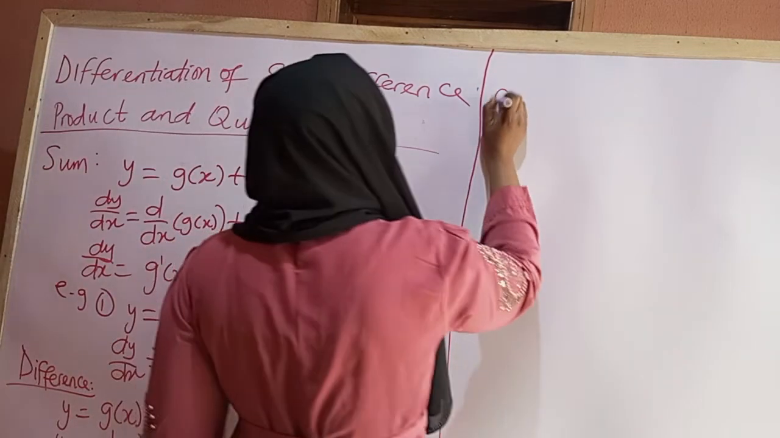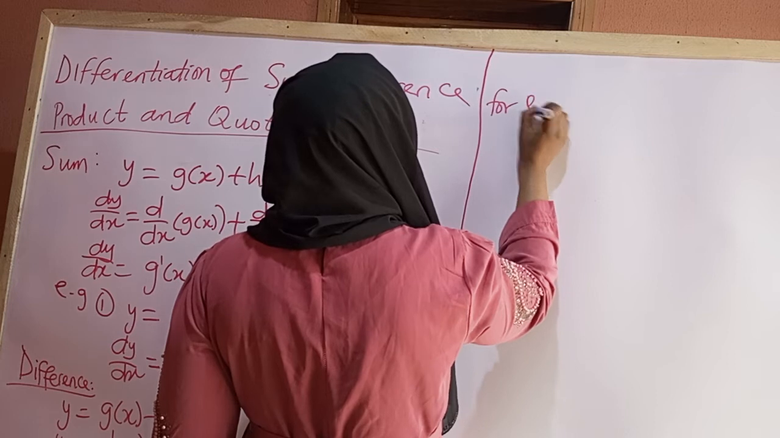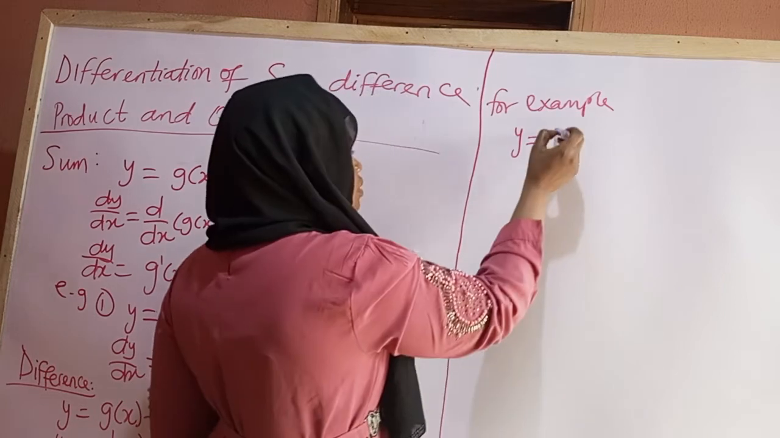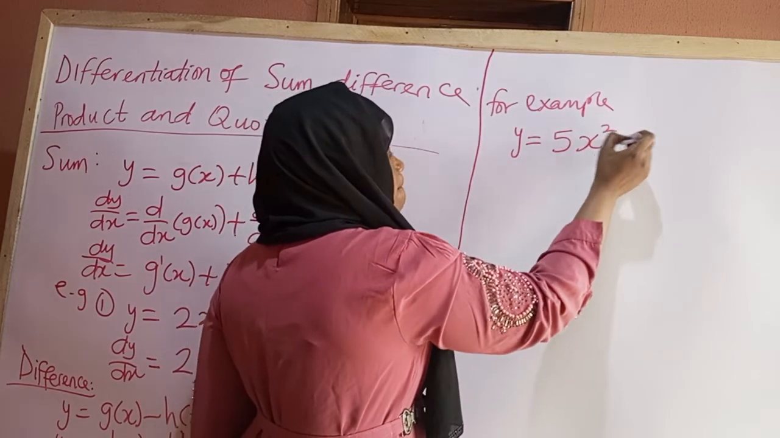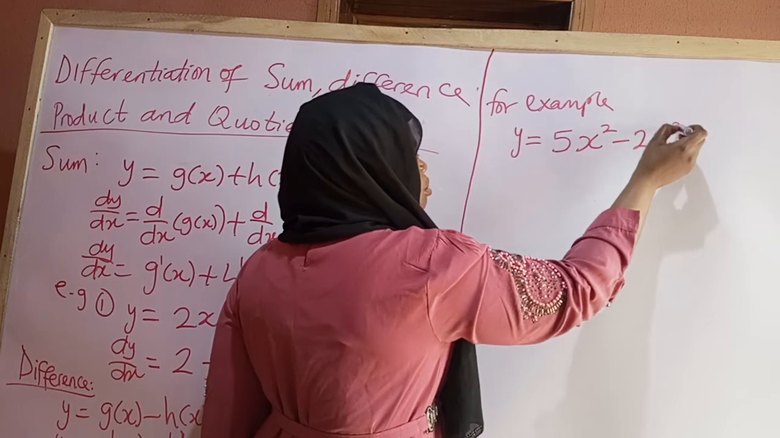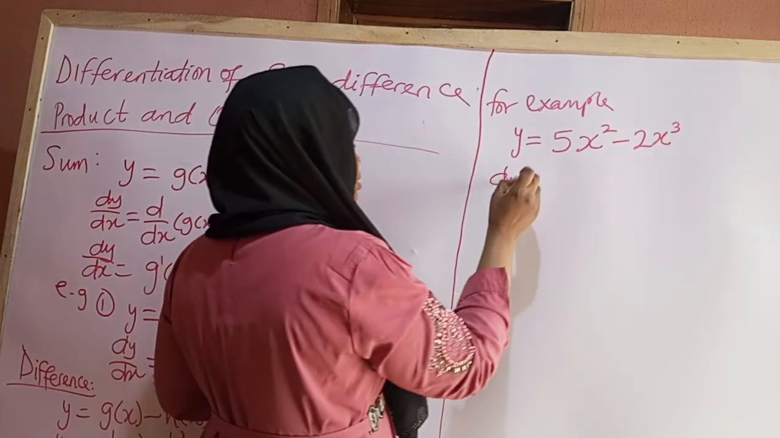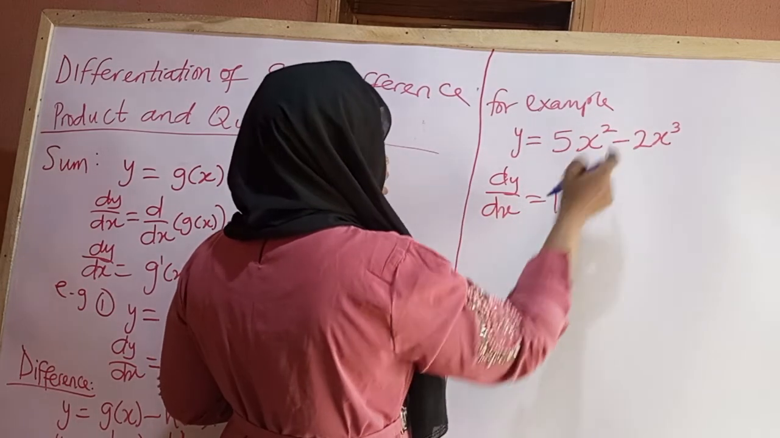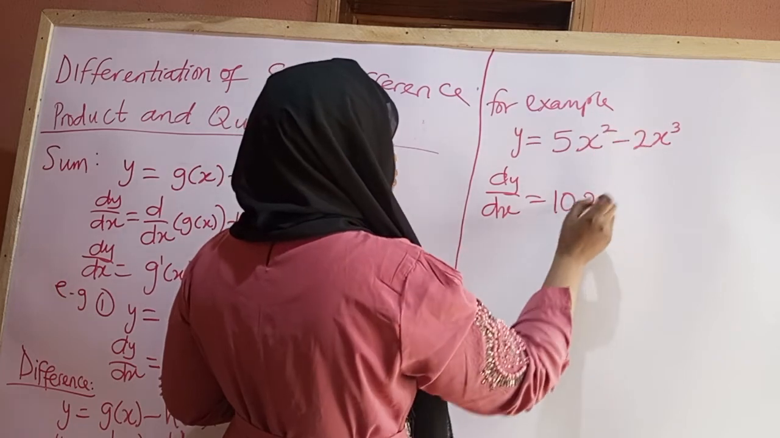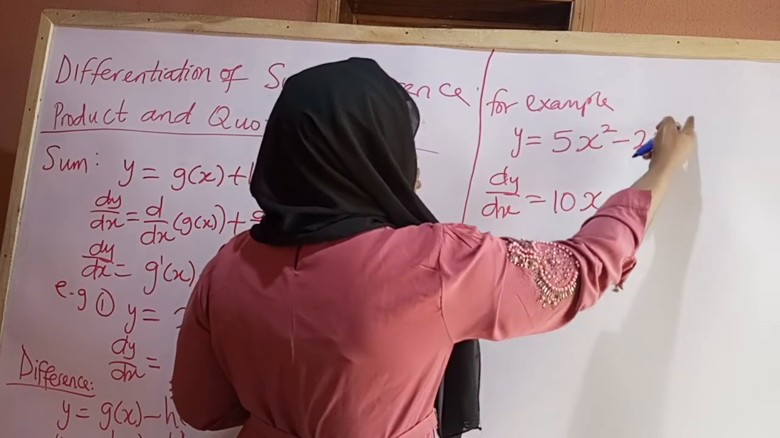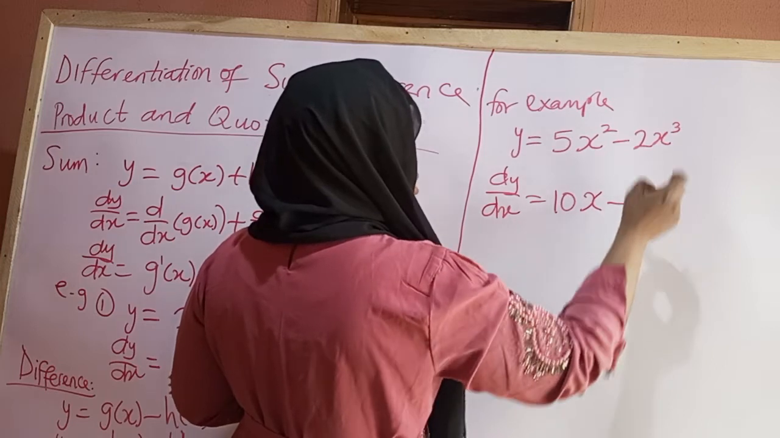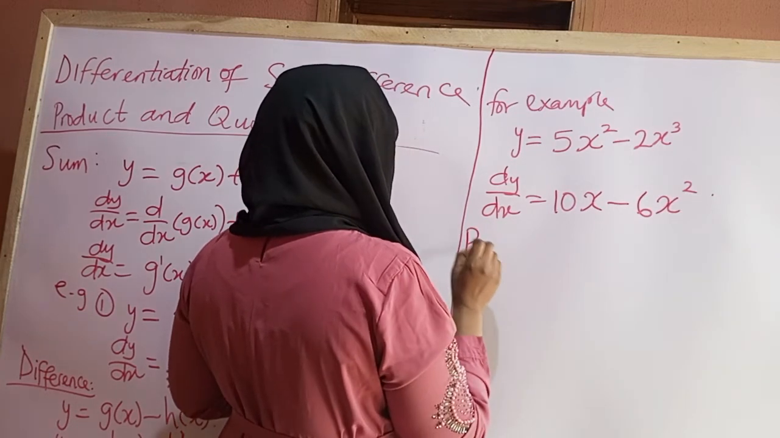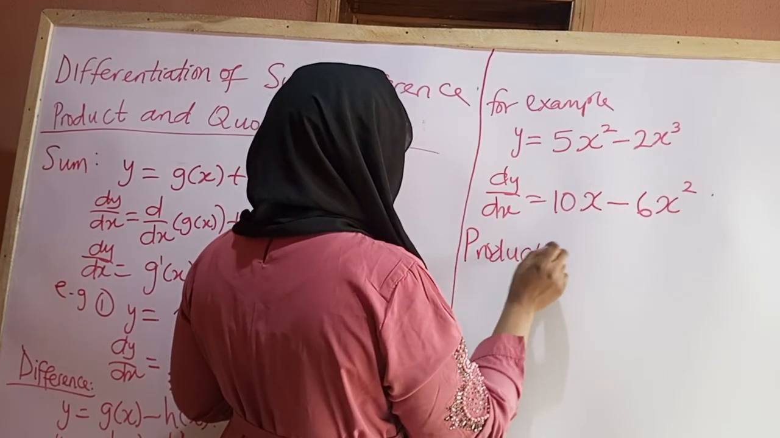So for example, if we have y equal to 5x squared minus 2x raised to power 3, so dy/dx will be, you use 2 to multiply 5, that is 10, and take away 1 from this 2, so you have 10x, minus, use 3 to multiply 2, that is minus 6, then you have x raised to power 2.